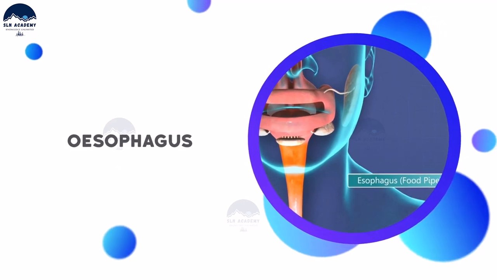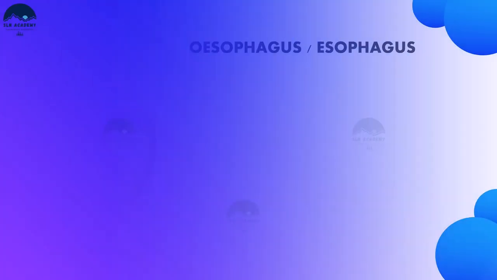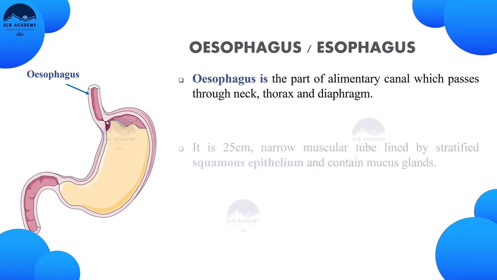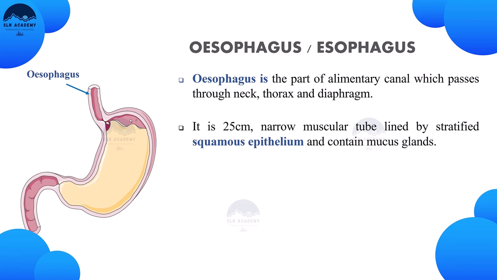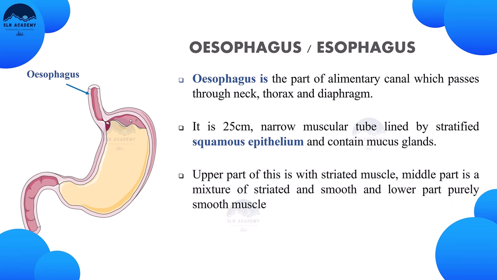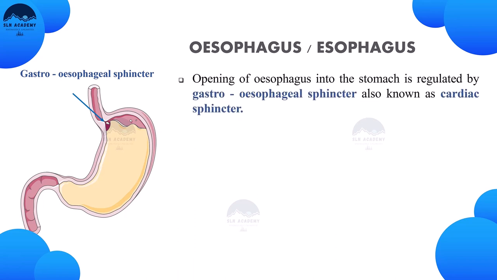Esophagus. It is a part of alimentary canal which passes through neck, thorax, and diaphragm. It is a 25 cm narrow muscular tube lined by stratified squamous epithelium containing mucous glands. Upper part of this is with striated muscle. Middle part is a mixture of striated and smooth muscles, and lower part is purely of smooth muscle. Opening of esophagus into the stomach is regulated by gastroesophageal sphincter. It is also known as cardiac sphincter. Esophagus opens into the stomach.